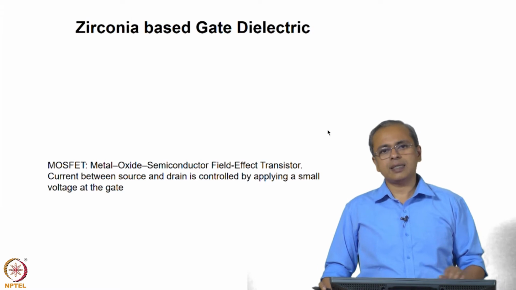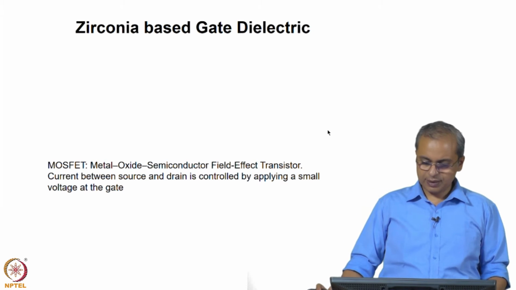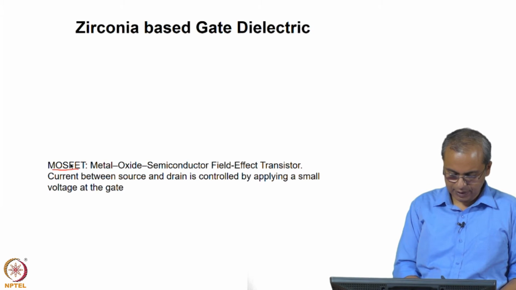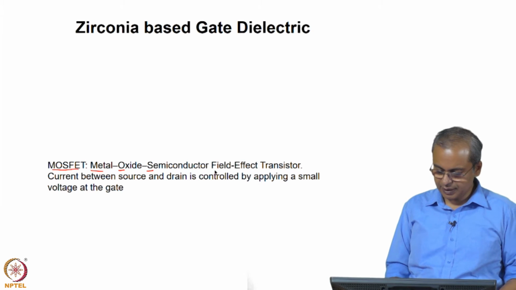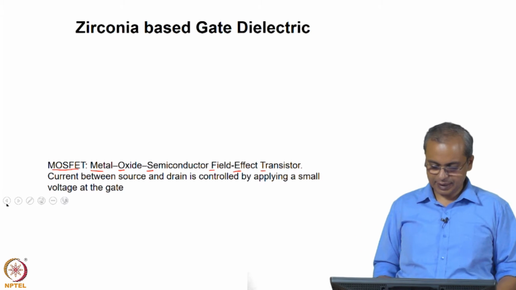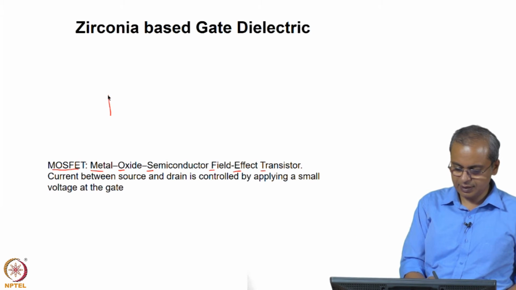Zirconia is also used as a gate dielectric. So, it is used for something called a MOSFET, which is an acronym for metal, oxide, semiconductor, field effect transistor. So, this is the general idea here, and it looks something like this.